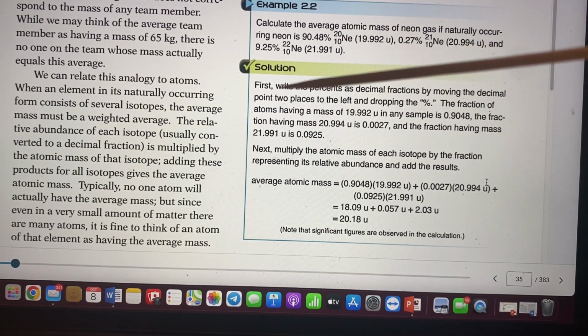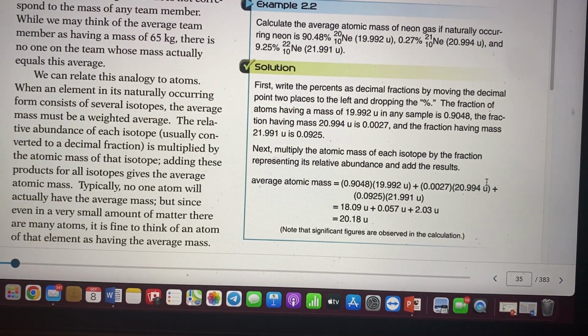Basically, here's how we do it. Let me show you here. I'm going to take this off and show you. I wrote it on my own so you can see it better here. But we have to write them as decimal fractions first.